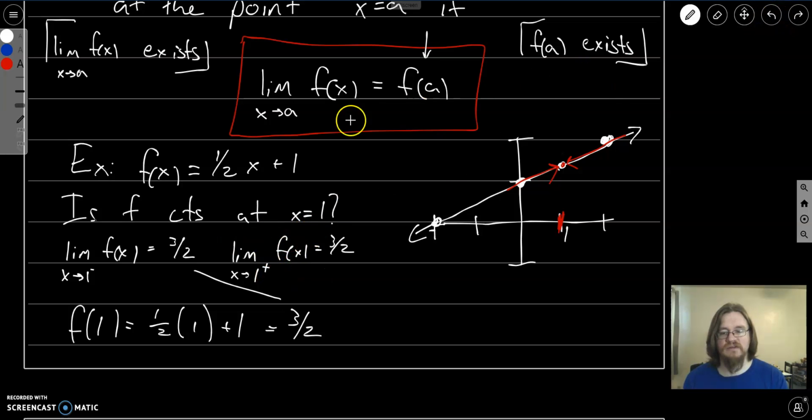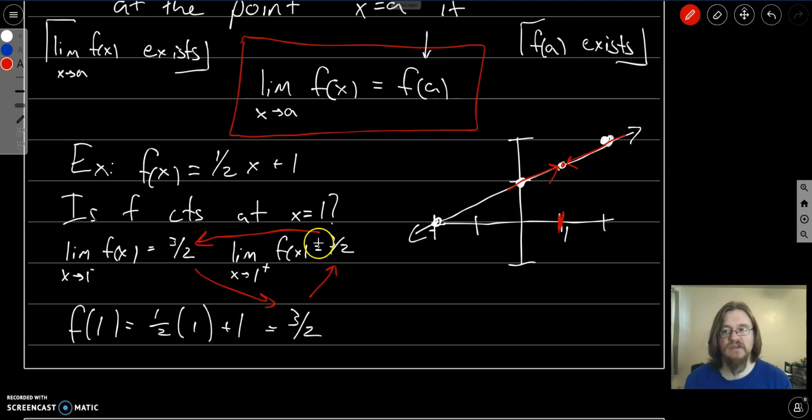Maybe I don't want those in white. This will be easier to see. All three things match. So the limit is equal to 3/2 because both of the limits from the left and the right match, and the function value is equal to 3/2. So everything works, and we can say that f is continuous at 1.